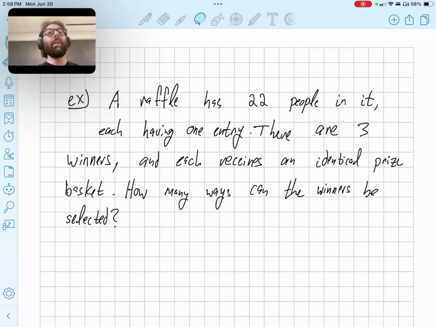Hi, everyone. In this video, we'll do some more examples of permutations and combinations, and we have a mix of both. So we're going to be identifying whether the situation describes a permutation or combination, and then we're going to compute it. So our first example: a raffle has 22 people in it, each having one entry. There are 3 winners, each receives an identical prize basket.